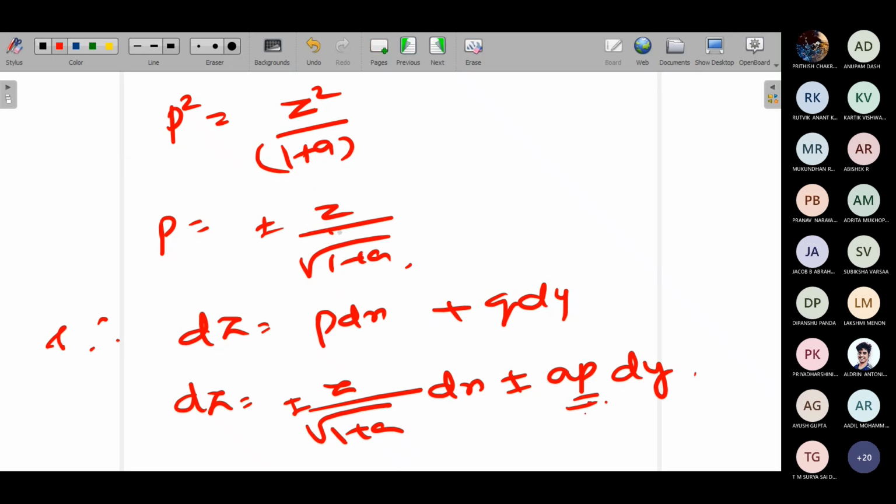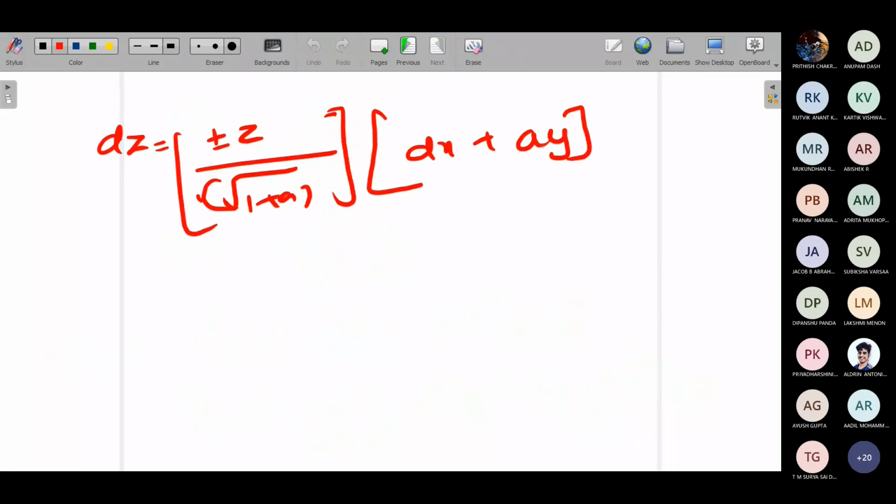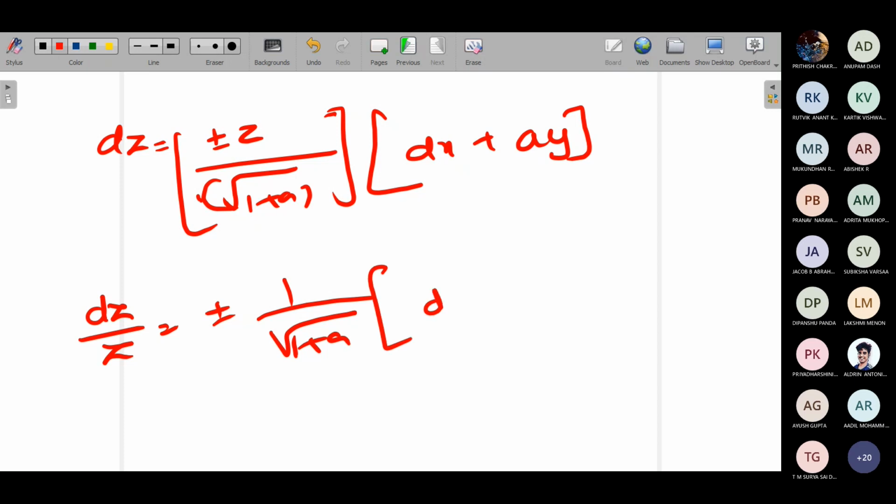P will again take this form. So from this, I should separate the variables. I can write it as dz by z equals plus or minus 1 by root of 1 plus a into dx plus a dy. This is a dy. So I have separated the variables. Now I have to integrate it.